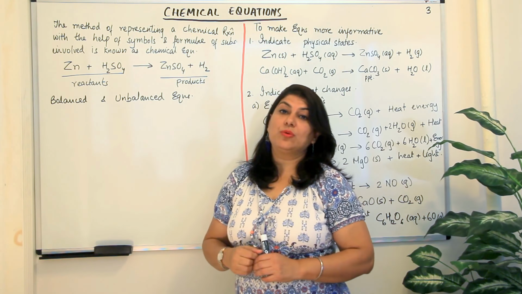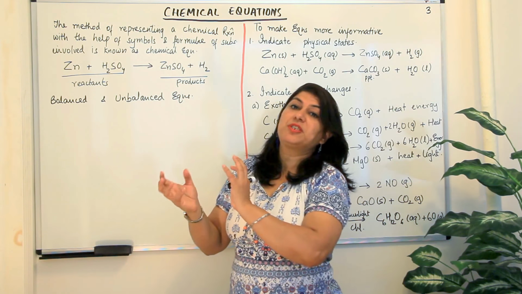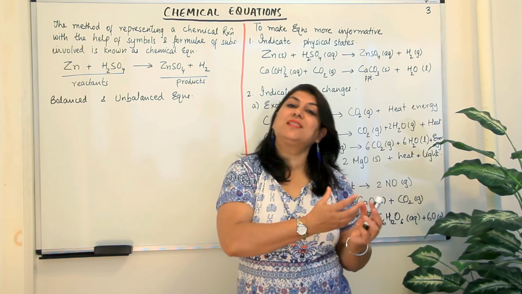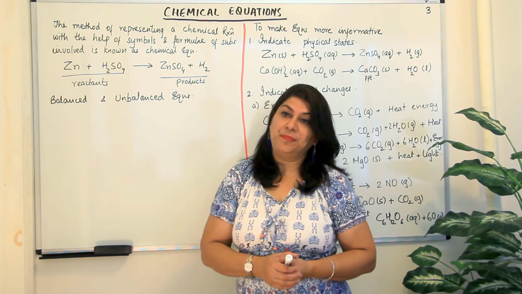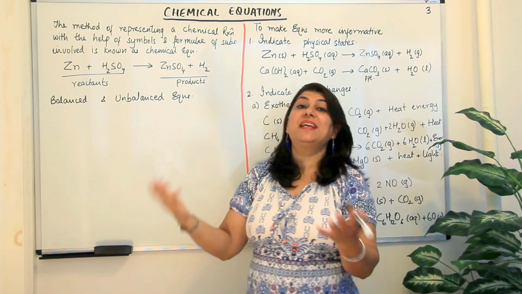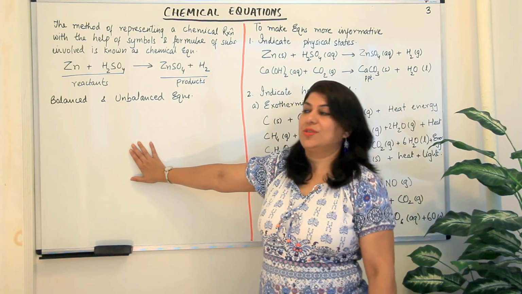In the previous videos, we discussed what chemical reactions are, how reacting substances react with each other and result in the formation of certain substances which are known as products. Now the method in which we write these and represent these changes on paper is known as chemical equations.